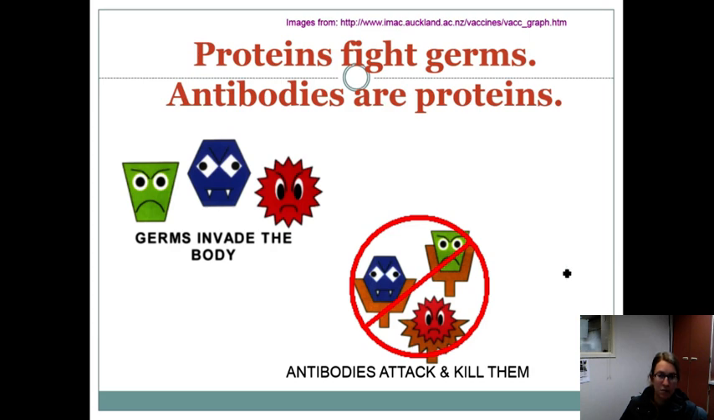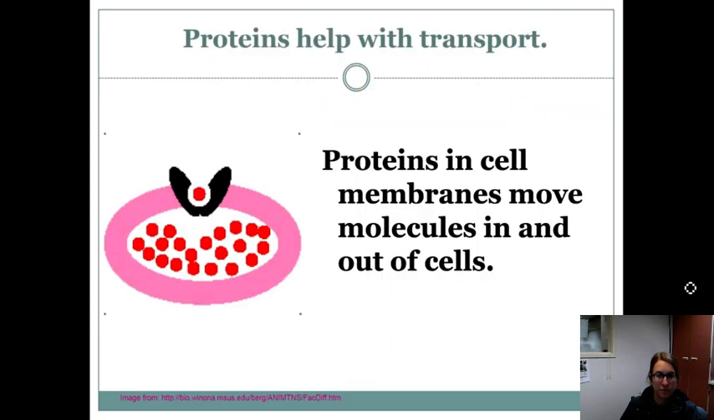Antibodies are a type of immune protein that attaches onto pathogens that invade your body, and those antibody proteins make it much easier for you to fight and kill those pathogens.